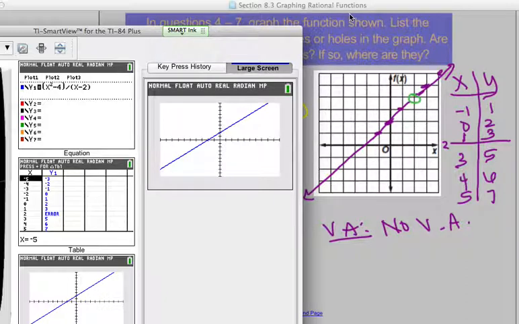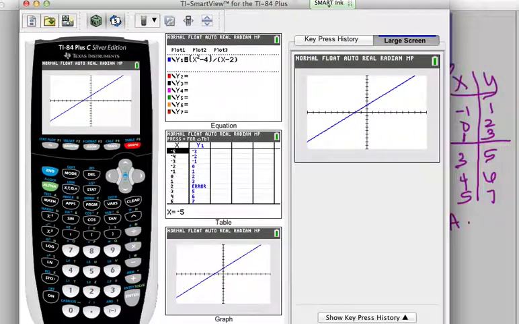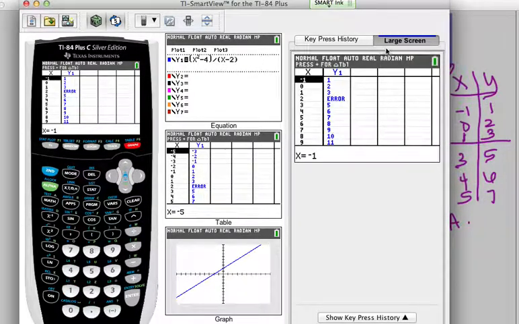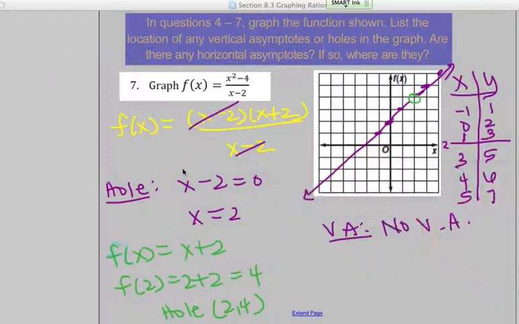The other thing I could do is go ahead and just check out my table. So remember, I go second table set, and my table here starts at -1. So I'm going to start at -1. It's going up by 1, so I'm going to go second table to look at that. If I look at my table, I have 1, 2, 3, so I have 1, 2, 3 here. Then I have my error, then I have 5, 6, 7. So my table is graphed correctly as well.